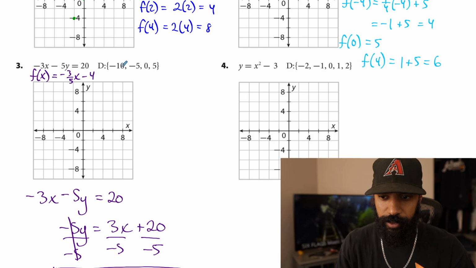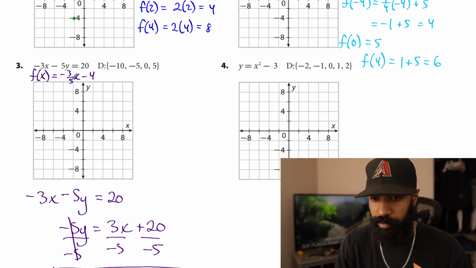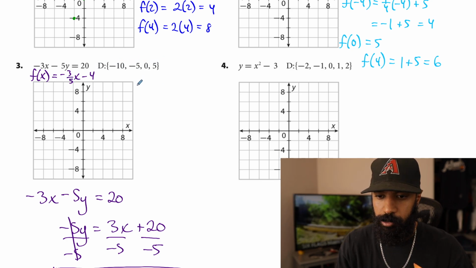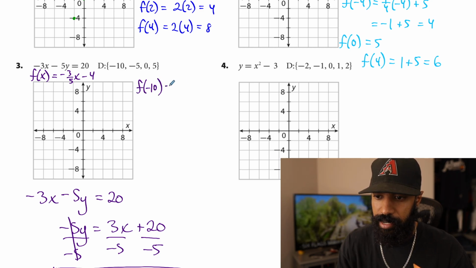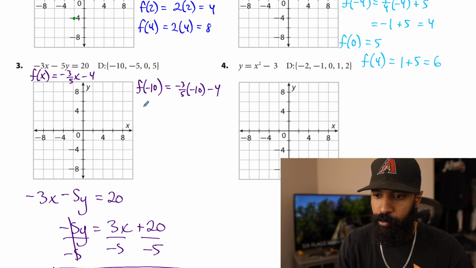So let's go and try it. Thankfully, again, they give us good numbers that they can divide by 5. That's an important step, and it's probably the first step I'm going to do. So f of -10, substitute -10 in for x. We have -3/5 times -10 minus 4.